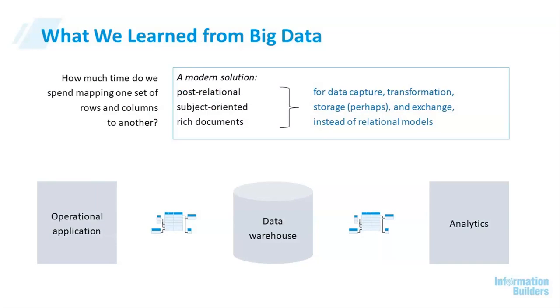That was a big part of what we did with big data: instead of rows and columns, we took document models and we took objects and we instantiated those in Hadoop, let's say, and made it possible for us to look into those things in a more subject-oriented way. So instead of talking about customers in terms of 100 different rows and columns, we'd talk about customers in terms of subjects and what the object looks like or what the document looks like that contains the information about that subject. So a modern solution for doing the kind of work we're talking about now would include capture, transformation, storage perhaps, and exchange in documents that are subject-oriented in a post-relational store instead of relational models.